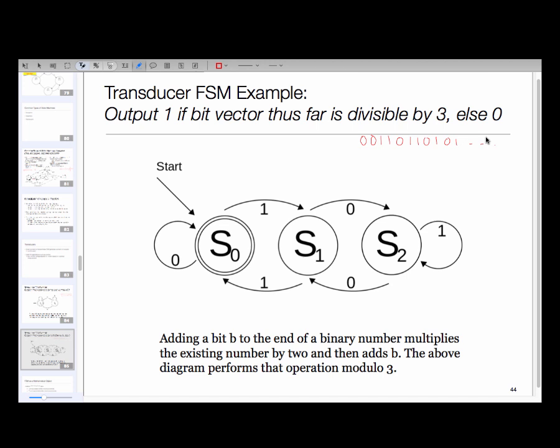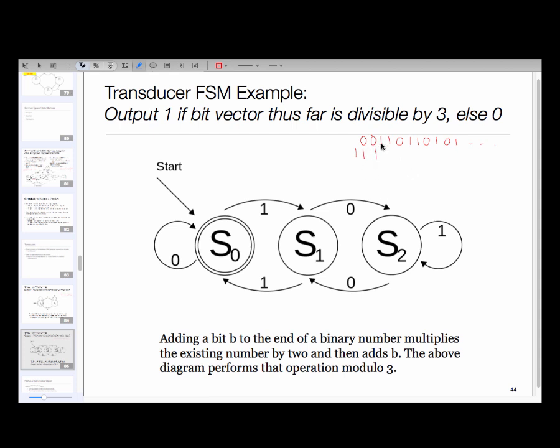I start out. So when I start out, I have not seen anything. You could say that I have seen 0, and therefore it is divisible by 3, and that is true. So starting out, output will be 1. When I see a 0, the number I've seen thus far is 0. 0 is divisible by 3, so therefore I'll continue to have a 1. Then again I see a 0, so the number now is 0, 0. Is it divisible by 3? Yep, it is, so it is a 1.